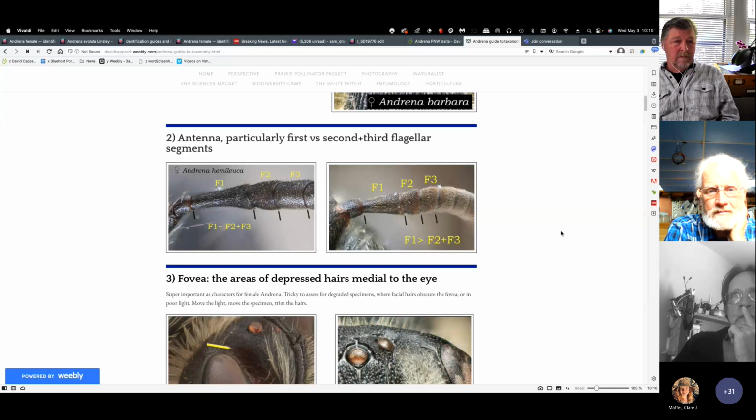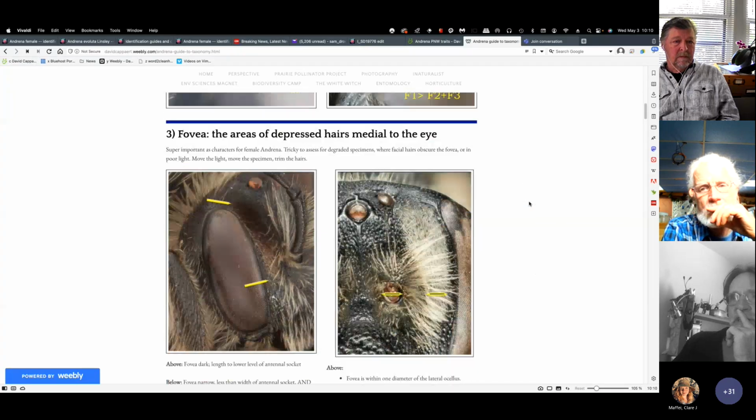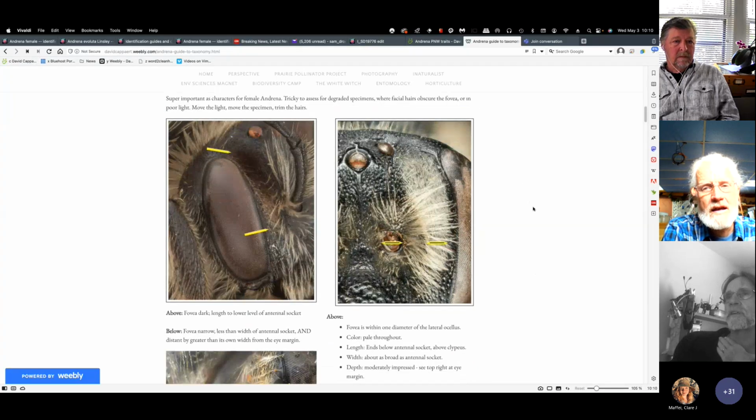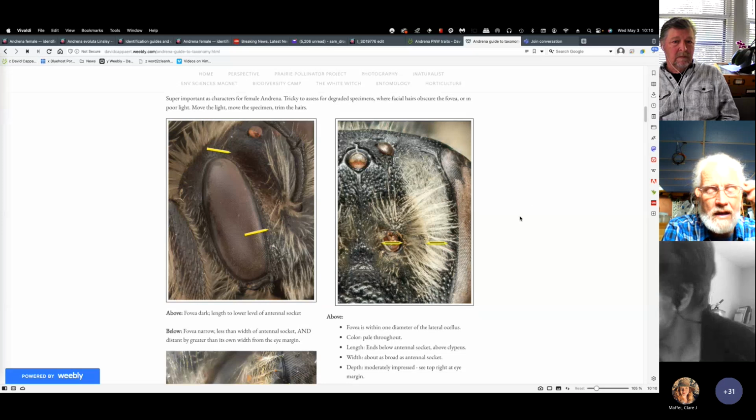This one is straightforward. You just measure the pieces of the antenna. Fovea are... David, go ahead. Of course.